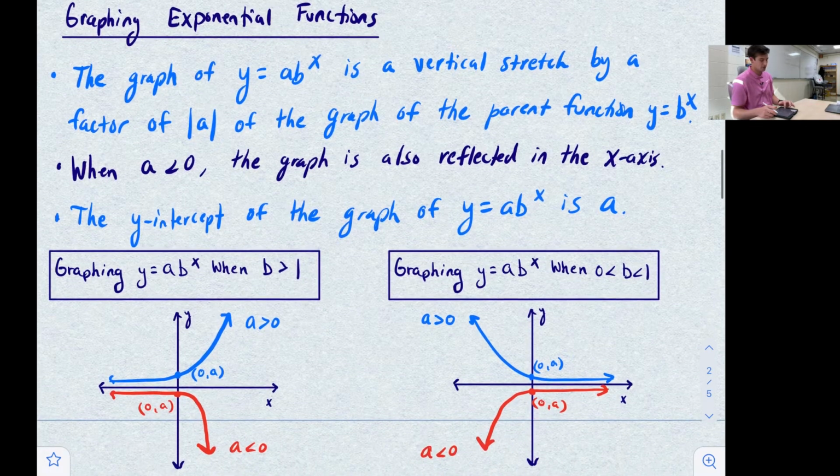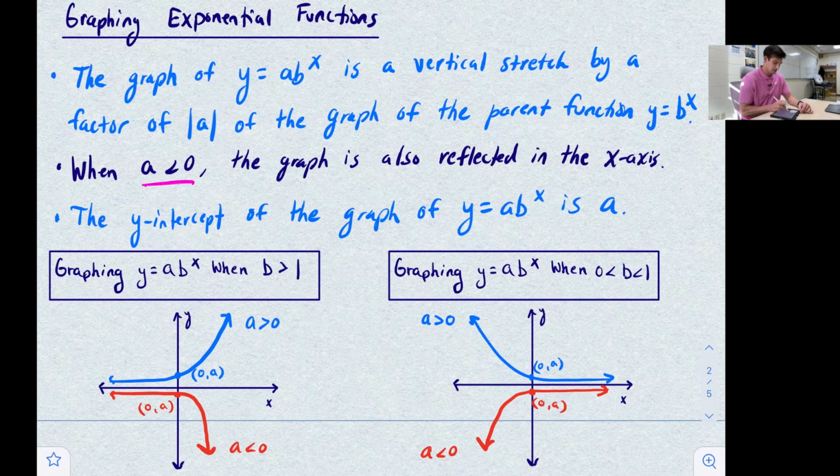All right, let's talk about how to graph exponential functions. So the graph of y equals a times b to the x is a vertical stretch by a factor of the absolute value of a, of the graph of the parent function y equals b to the x. When a is less than 0, the graph is also reflected in the x-axis. Okay, so a is less than 0, that means a is negative. We've seen that before when we talked about transformations. If our stretch or shrink has a negative with it, that's also implying a reflection. Okay, so you can check out the transformations video in the top right-hand corner if you want to review that now.